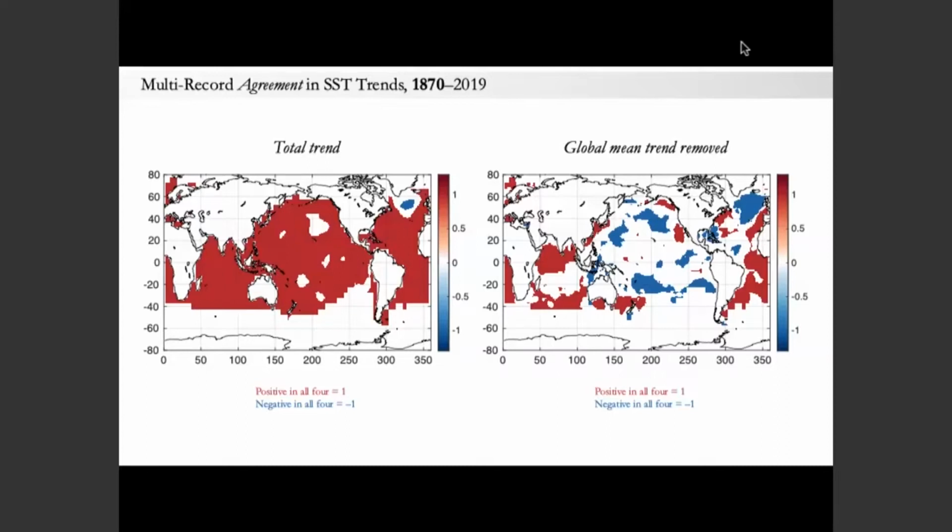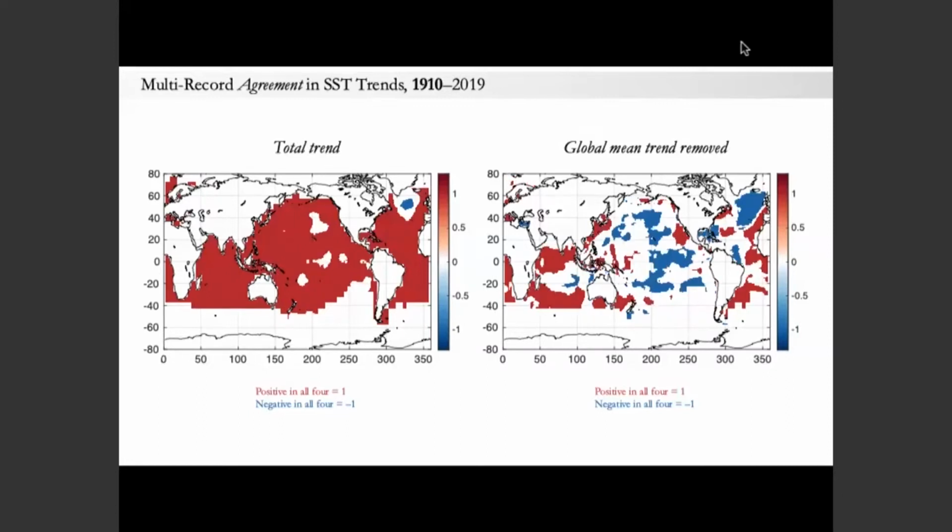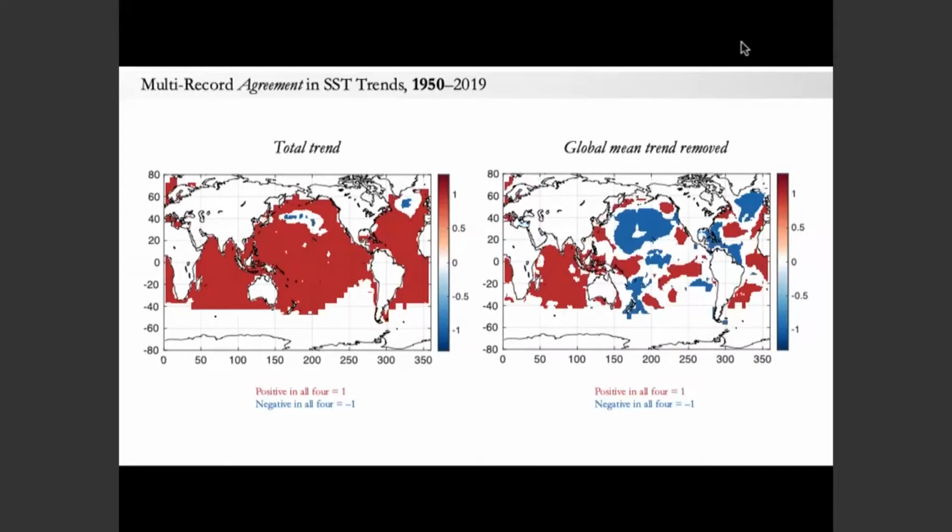This all depends on when you start your record, when you start computing the trends. If we jump forward by 40 years and do the trends from 1910 to 2019, the left still looks the same. The right one, the relative trend, starts to fill in with some blues around the Pacific, including in the central equatorial Pacific. Not a lot of other changes elsewhere. If we jump forward another 40 years, 1950 to 2019, the Indian Ocean is now all warmer. It's all warming at a rate greater than the global mean. And the Pacific is starting to take some shape.